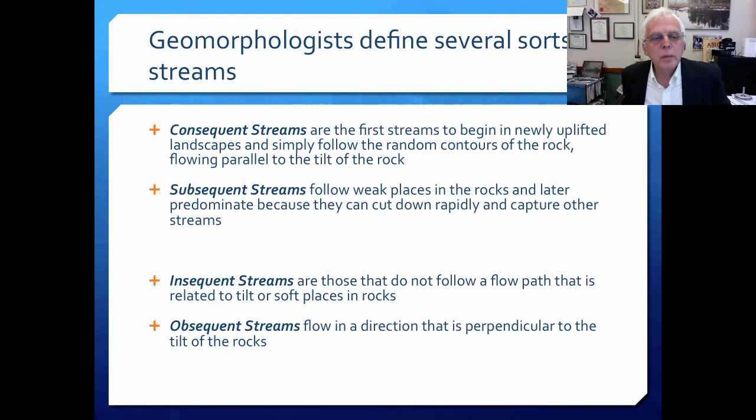So these will basically be quite meandering and bump around, finding their way through the weak places along the surface of this new environment. A subsequent stream comes along a little bit later, and they tend to follow weak places in rocks and later predominate because they can cut down rapidly and capture other streams. So those are the two we'll think about most. And then there are obsequent streams and insequent streams, but we'll pay less attention to those. It's just important you know that there are a variety of different kinds of streams in the geomorphic sense.